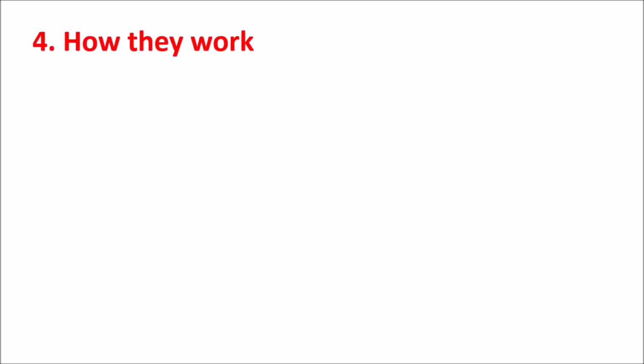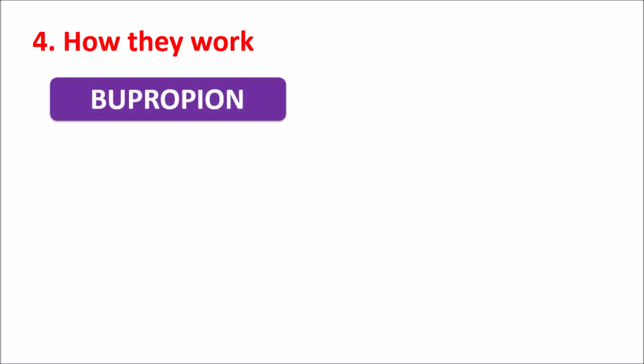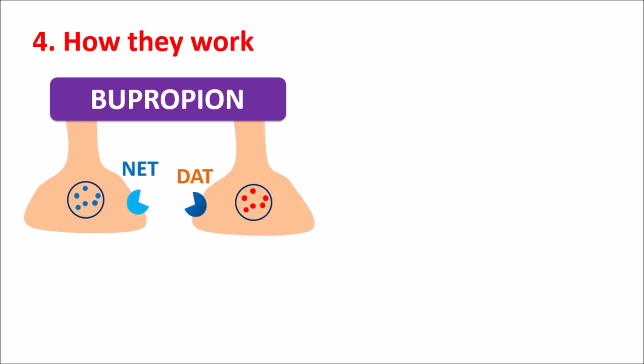Fourth one, how they work. At this point, Bupropion and Buspirone somewhat differ. Bupropion can affect two types of neurotransmitters. One is norepinephrine and the second one is dopamine.